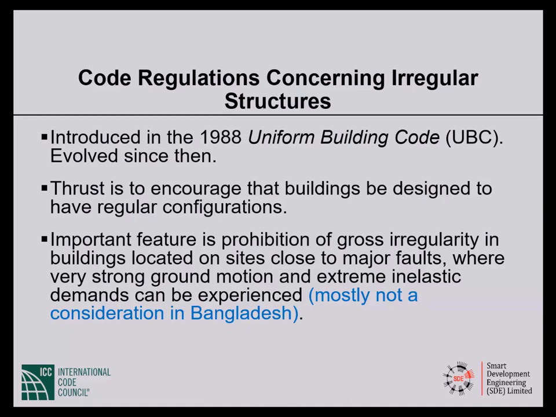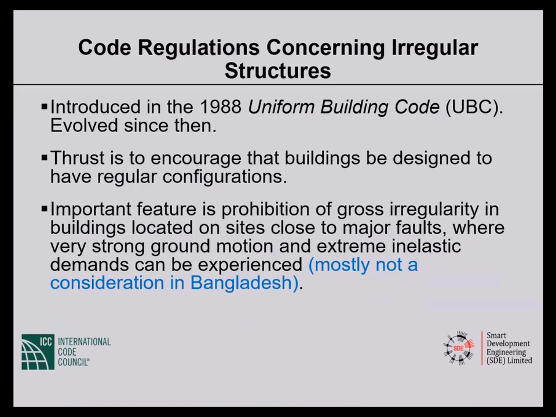Okay. An important feature is the prohibition of gross irregularity in buildings located on sites close to major faults, where very strong ground motion and extreme inelastic demands can be experienced. This is mostly not a problem in Bangladesh. You do not have high ground motion. You are not close to major faults, not uncomfortably close. But in any way, ASCE 7-05 actually prohibits some structures with some irregularities close to major faults that can generate large earthquakes.